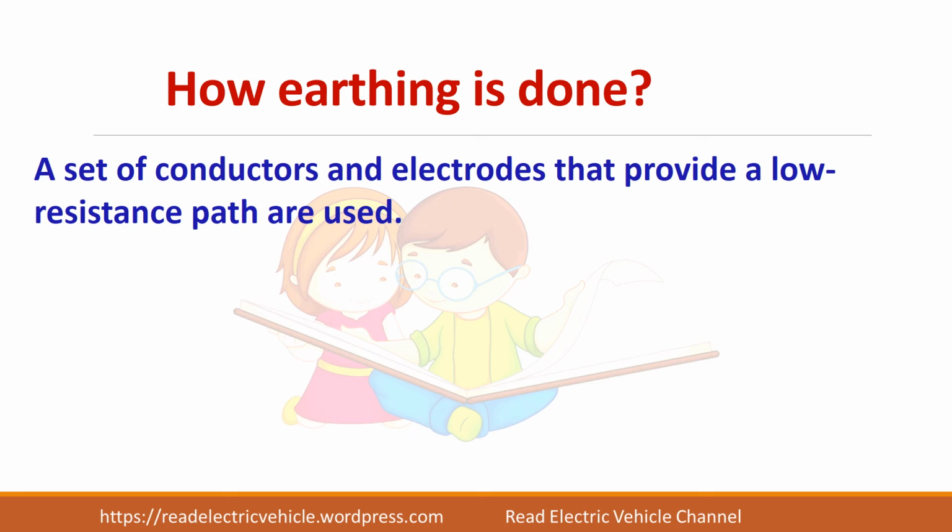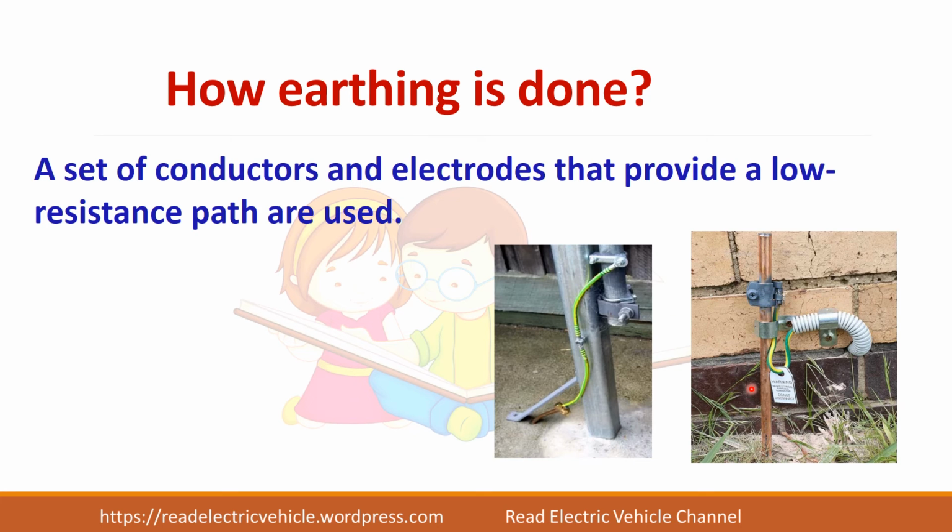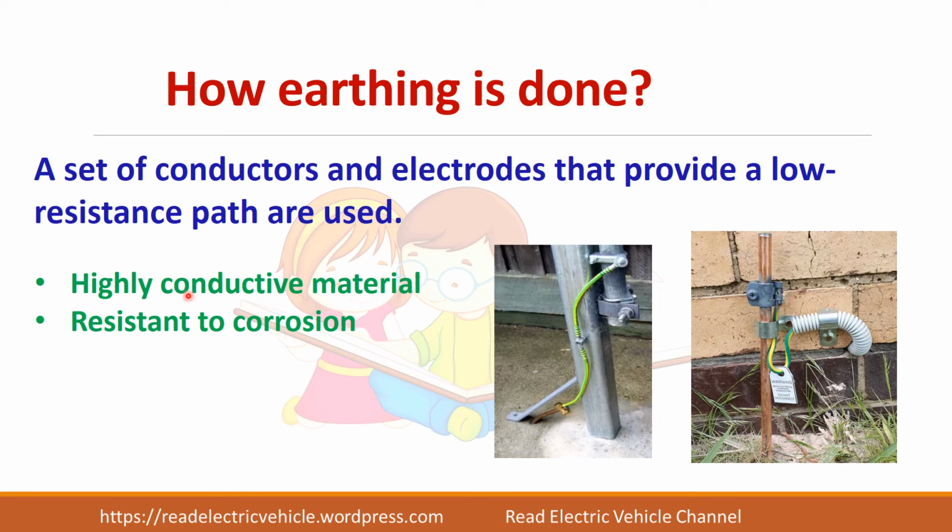Now let us see how earthing is done. A set of conductors and electrodes are used to provide the low resistance path. You can see here a copper bar is used. The material which we use should be highly conductive because we need a low resistance path. Another thing, we are inserting it into the earth or soil, so it should be resistant to corrosion. So normally copper is a preferred material.